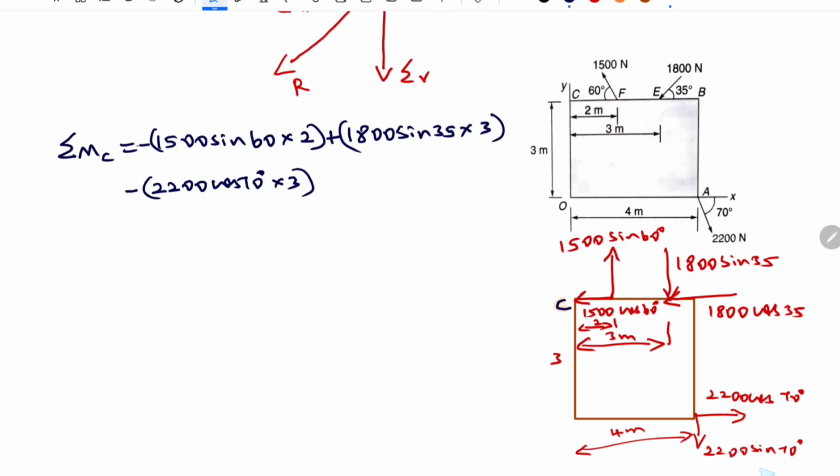Now coming to the last force, 2200 sin 70. Coming to the perpendicular distance, this is the line of action, and the distance between the line of action and C is this 4 meter. So it is multiplied by 4, and the direction of rotation is clockwise, because the forces will be rotating around the center C. So it is positive. So the moment magnitude is 6511.3 Newton meter. So this is the summation of moment about point C.